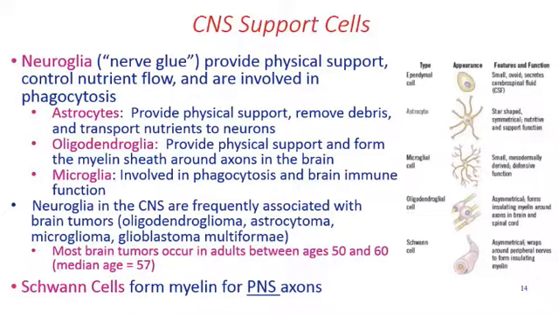But again, this is important to know from a neuropsychologist's point of view: how some of these different types of brain tumors are named tells you the glial cell that they arise from.